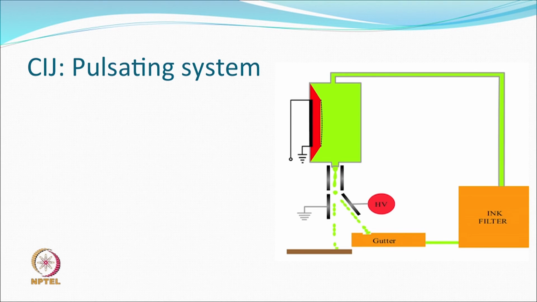So, within the same type of continuous, it is a pulsating system. Continuously means that for some time it produces some high frequency and a large number of drops, one after the other follow, and then there is a gap. The gap also is very small, but there is a gap.